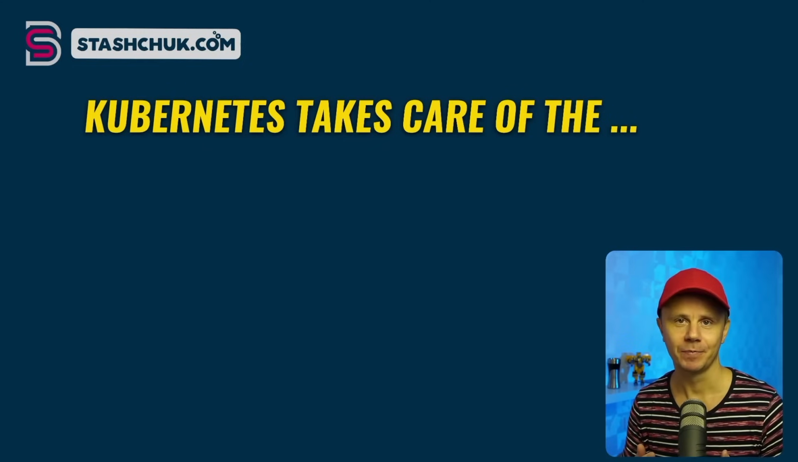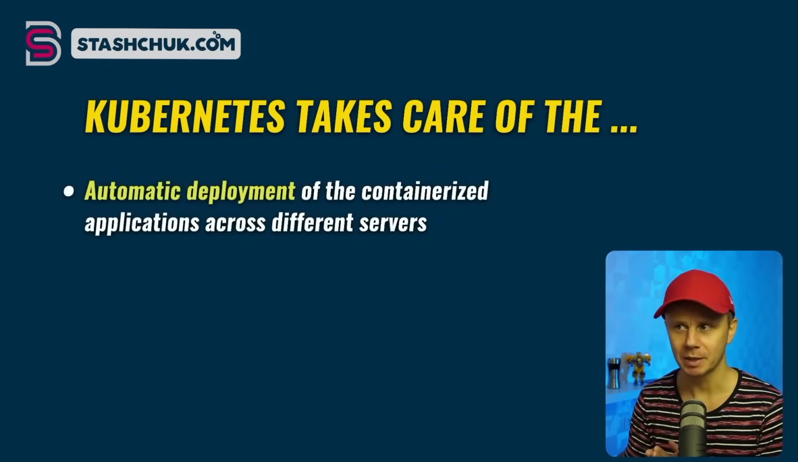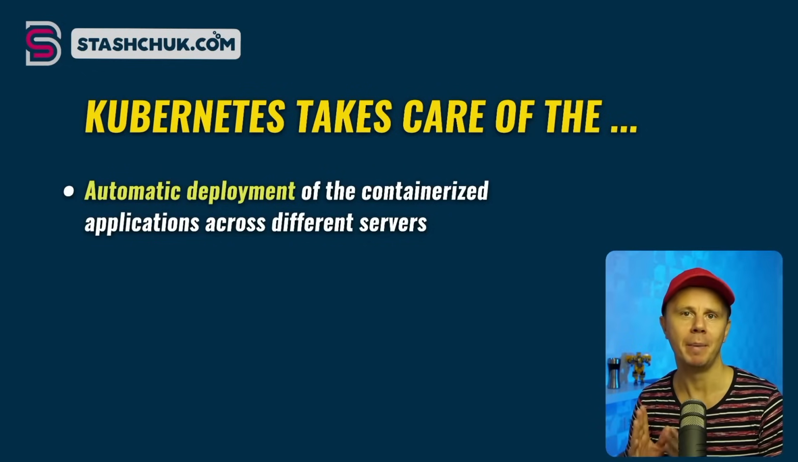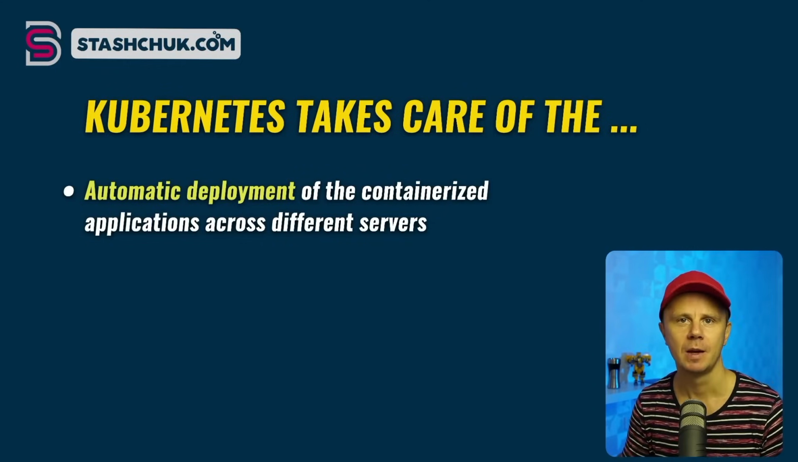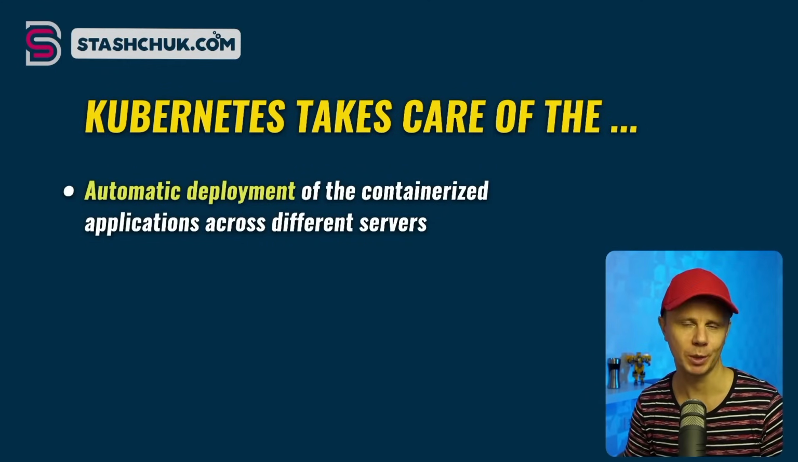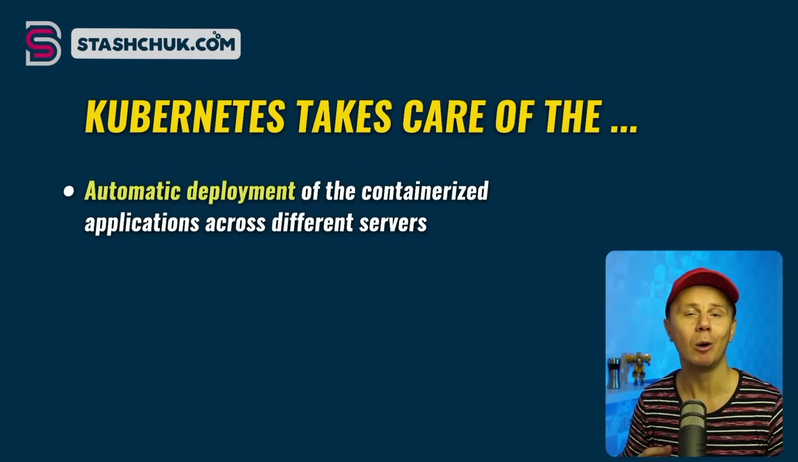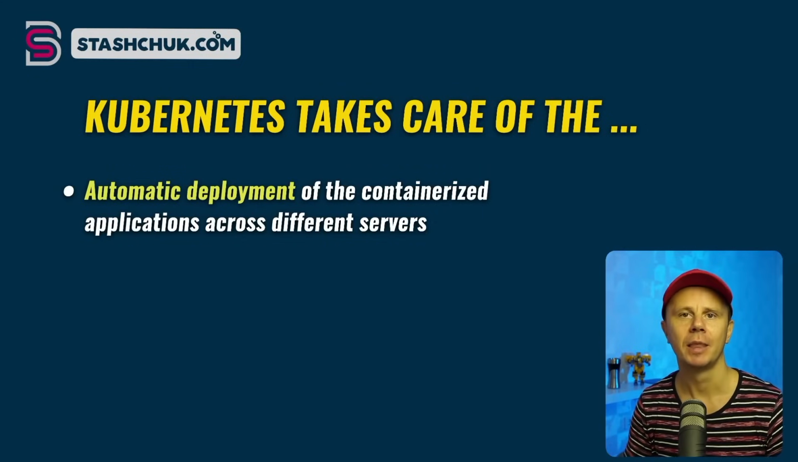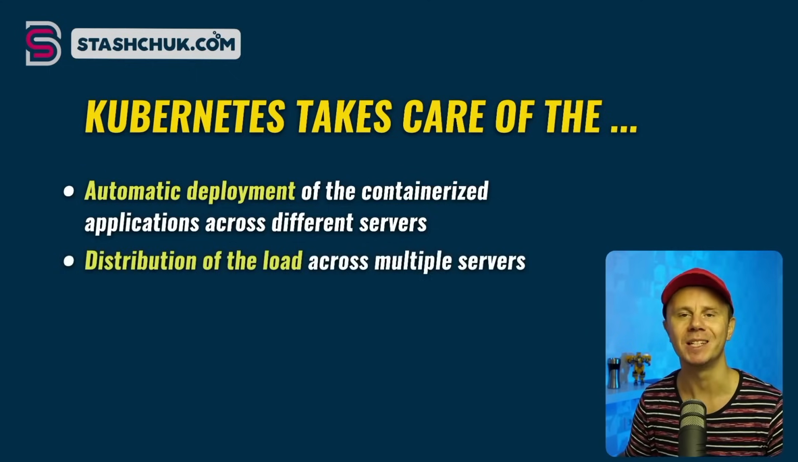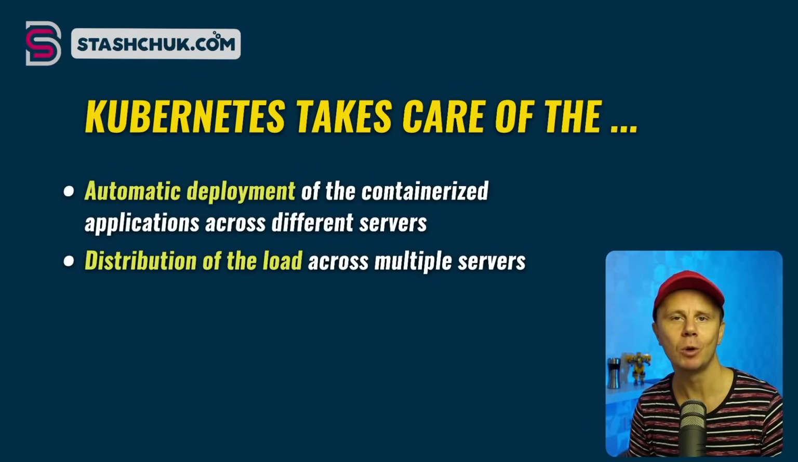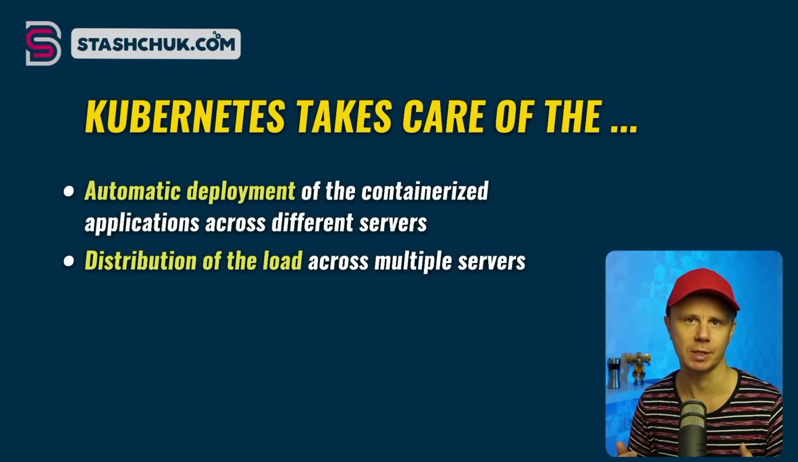Knowing this very simple trick, we could go on, and now let me explain to you what Kubernetes takes care of. Kubernetes takes care of automatic deployment of containerized applications across different servers. And those servers could be either bare metal or physical servers or virtual servers. The virtual servers option is of course more common nowadays, and almost no one uses bare metal servers now. So Kubernetes allows you to perform automated deployments across different servers that could be located even in different parts of the world. Other than that, Kubernetes also takes care of distribution of the load across those multiple servers. And this allows you to use your resources efficiently and avoid underutilization or overutilization of the resources.